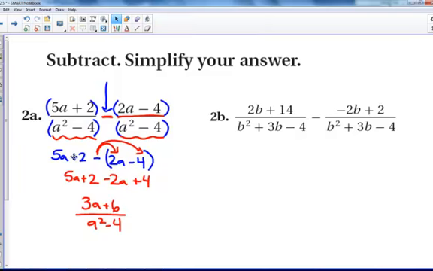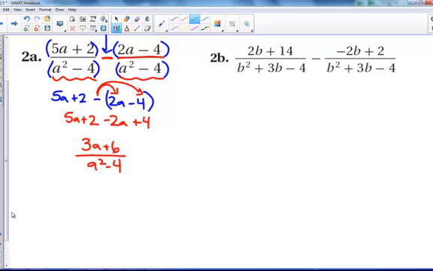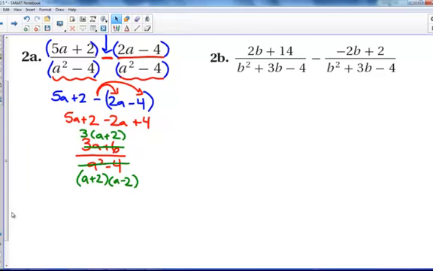Now these are factorable. I can take the greatest common factor out, which is 3. And in the denominator, this is the difference of perfect squares. So this is a plus 2, a minus 2. Now, I have an a plus 2 in common. So my final answer is a 3 left on top and an a minus 2 on the bottom.